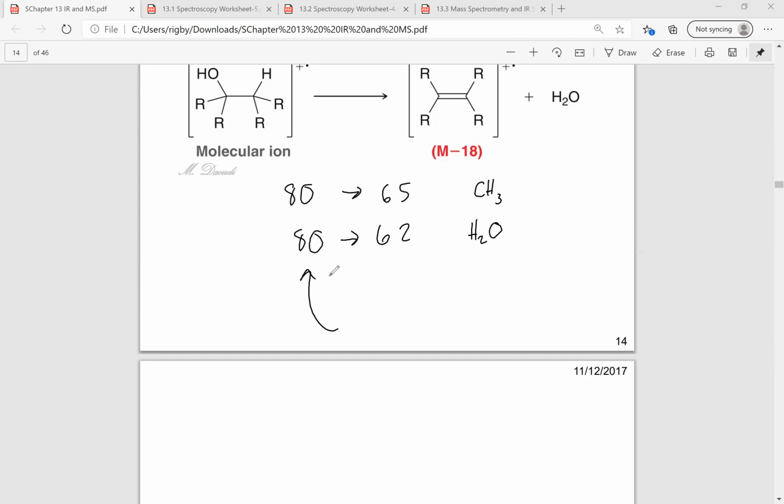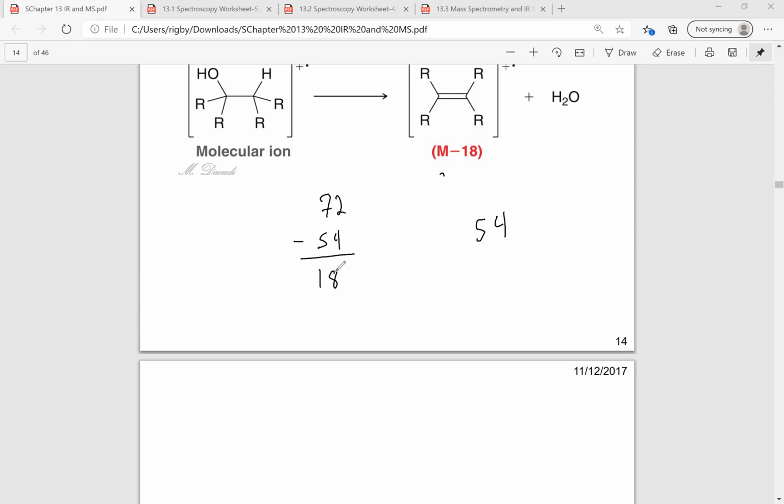So a question like this would be, if I have a mass of this, so a mass of 72, and then I see a prominent peak at 54, what type of functional group is present here? Well, all I would do, 72 minus 54, that should be 18 if I did my math in my head correctly. And so then you'd say, oh, since we lost 18, that means we have an alcohol group somewhere. So our 72 mass is some sort of alcohol.